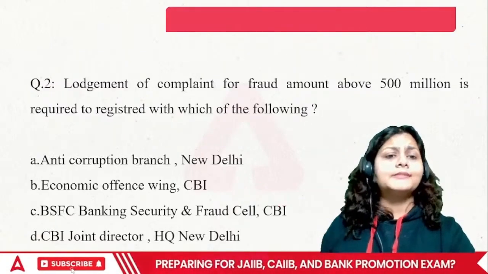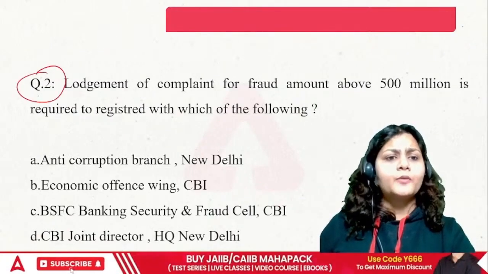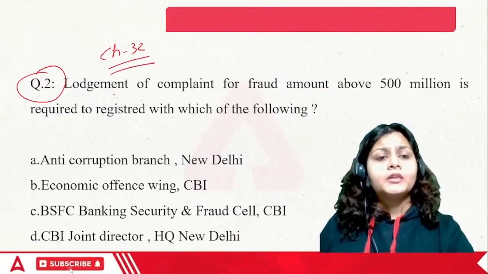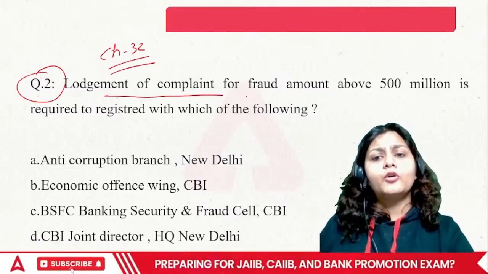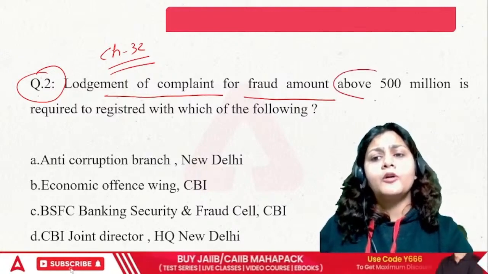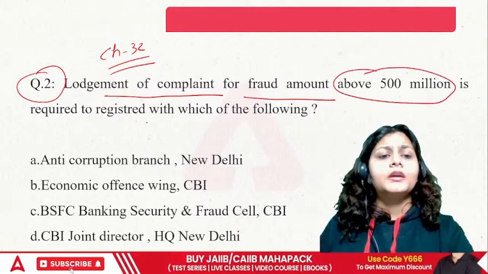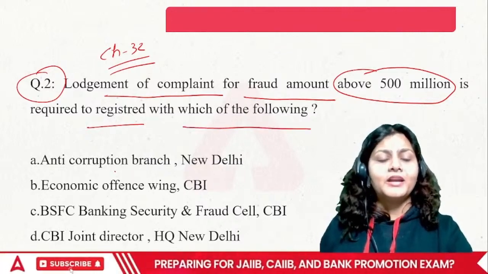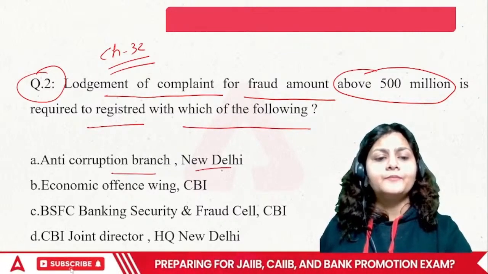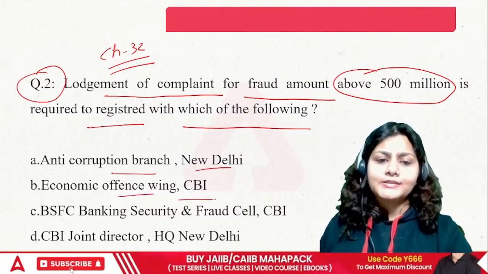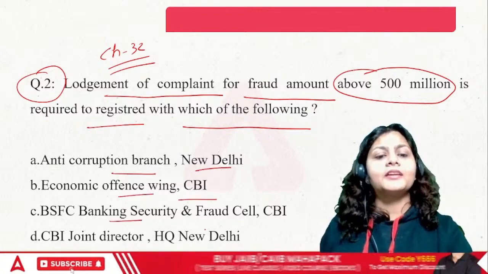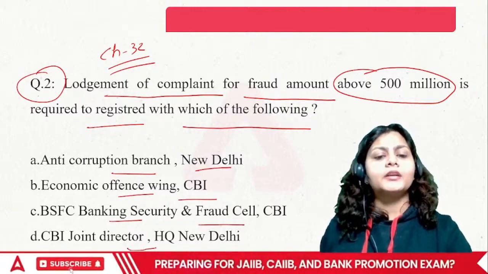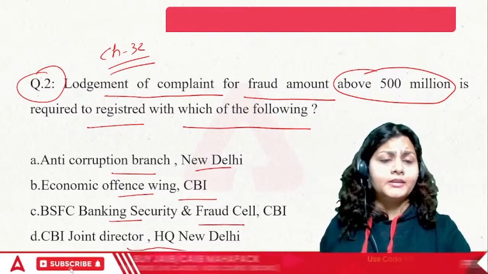Now we will have the second question, from chapter number 32, Fraud and Vigilance. The lodgement of complaint for fraud amount which is above 500 million is required to be registered with which of the following? Anti-Corruption Branch, New Delhi; Economic Offence Wing, CBI; BSFC, Banking Security and Fraud Cell; CBI Joint Director, Headquarter, New Delhi. So what is the right answer?